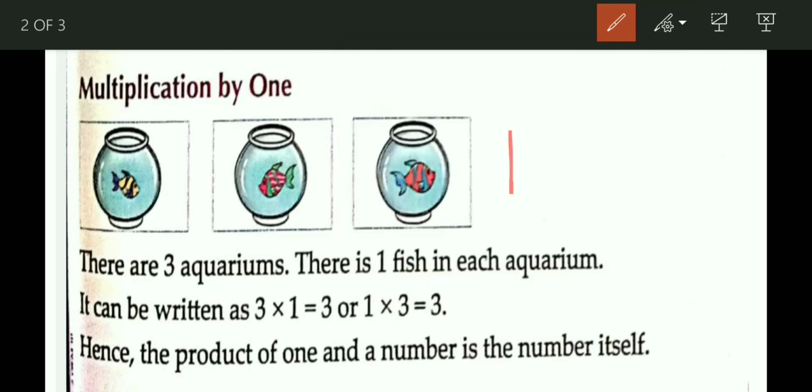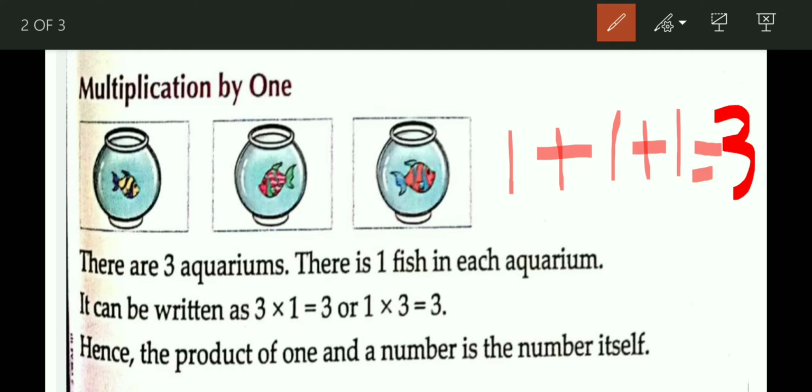See here, 1 plus 1 plus 1. Why 1 plus 1 plus 1? Because there is 1 fish in each bowl. Yes or no? 1 fish in each bowl. And why do we write 3 times? Because there are 3 fish bowls. There are 3 fish aquariums. So 1 plus 1 plus 1 is equal to 3.